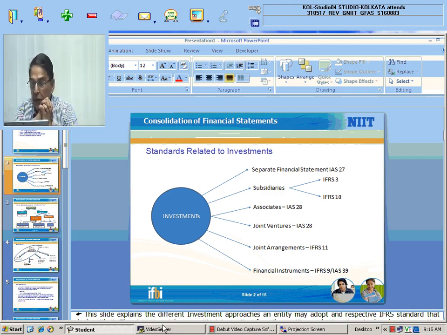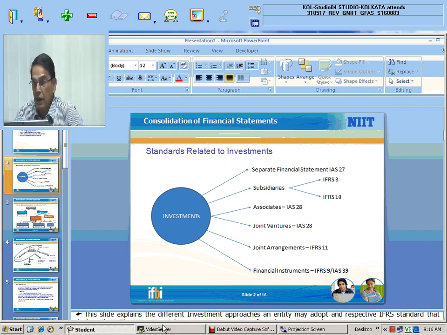Investment by an entity in another entity can be categorized and get accounting treatment accordingly if the investment meets the recognition criteria of subsidiary, associate, joint venture or a financial instrument. So, if the investment by an entity in another entity meets the recognition criteria of subsidiary, then IAS 27, IFRS 3 and IFRS 10 will apply. If it meets the recognition criteria of associates or joint ventures, then IAS 28 will apply. And if it meets the recognition criteria for joint arrangements, then IFRS 11 will be the applicable guidance. And if it meets the recognition criteria of financial instruments, which I have already covered earlier, then it is covered under IFRS 9 and IAS 39.